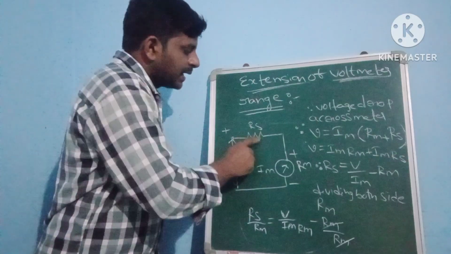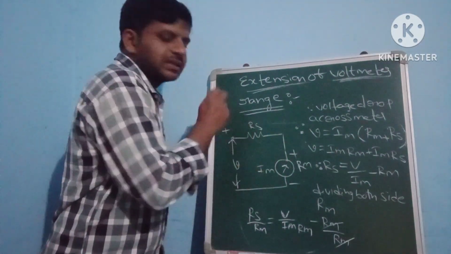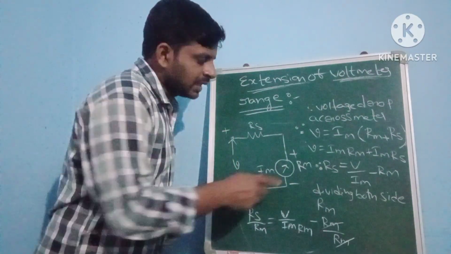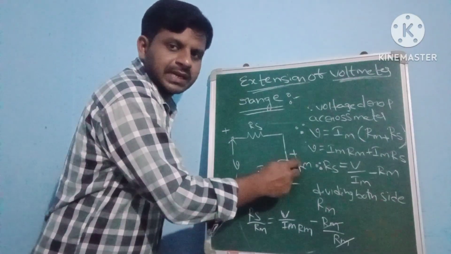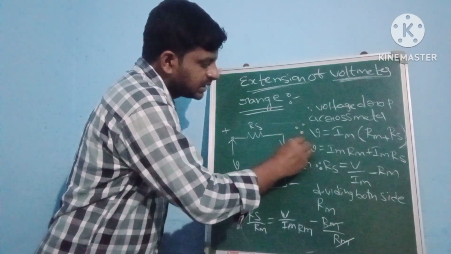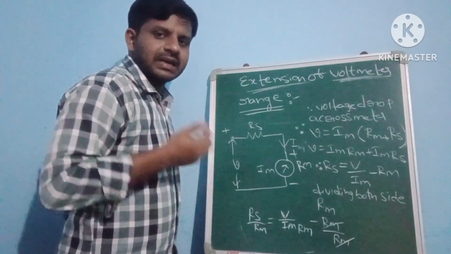Next we are going to derive the expression for the voltmeter. Here the resistance connected in series with the voltmeter is called the series resistance, given as Rs. The meter contains some internal resistance, which is given as Rm, as well as the current flowing through the meter, which is given as Im.